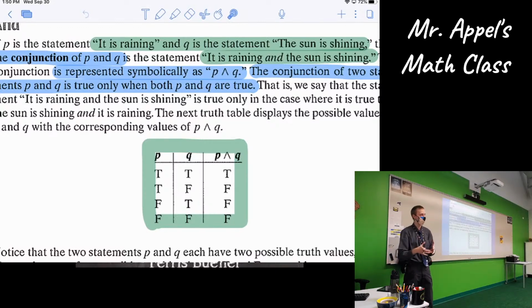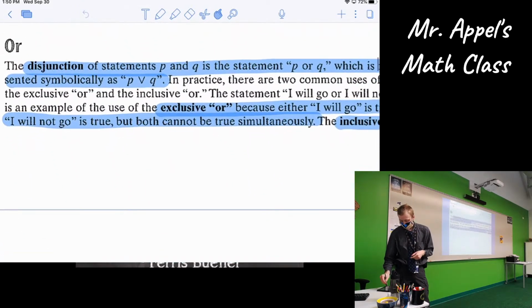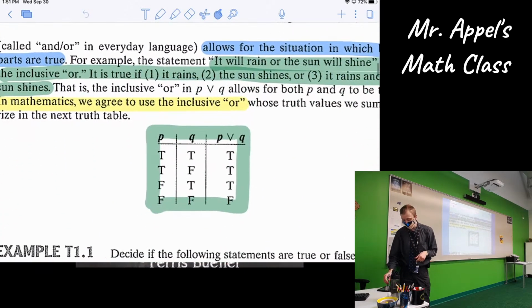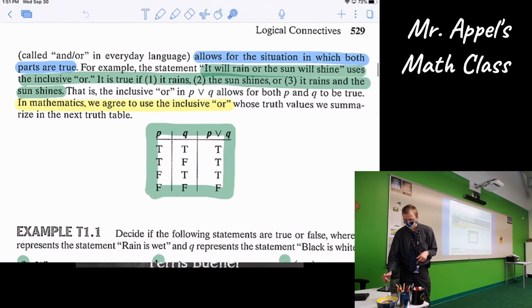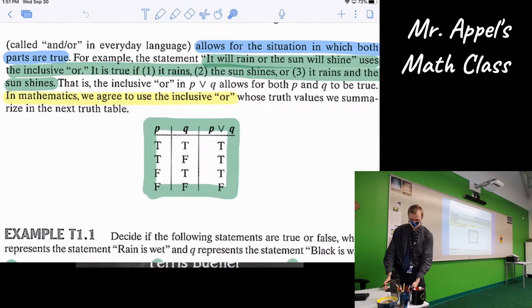That's what and does. Now compare that to or. The disjunction, or, used with a little V here, notice it's the same symbol but flipped upside down. And we'll be using the inclusive or, which means we still count when both are true.